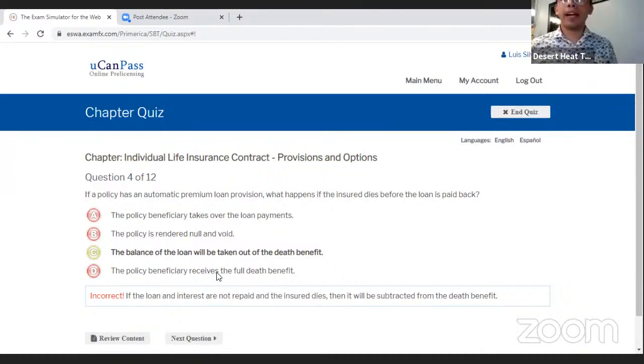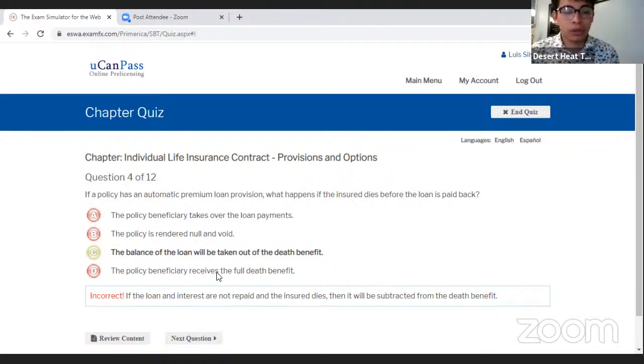The answer is that the balance of the loan will be taken out of the death benefit. Going back to what I mentioned, if somebody gets a policy with savings or cash value and they want to take money out, you can, but you borrow your own money. Three things would happen. You would get the money in 3 to 6 months. You would pay 4 to 8% interest on that money. And when you die, you only get the greater of.